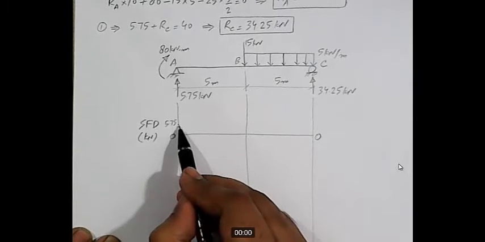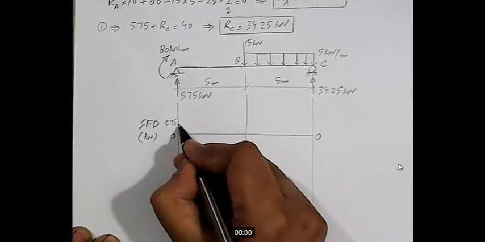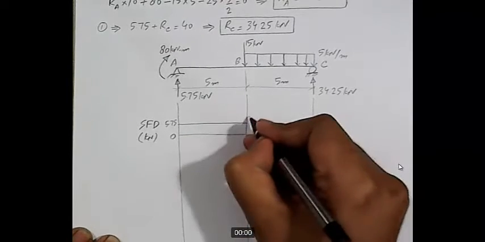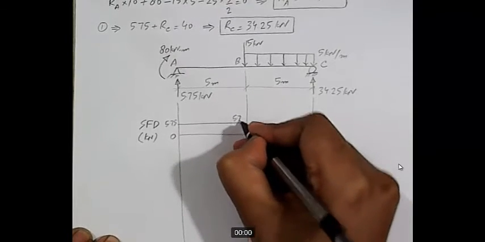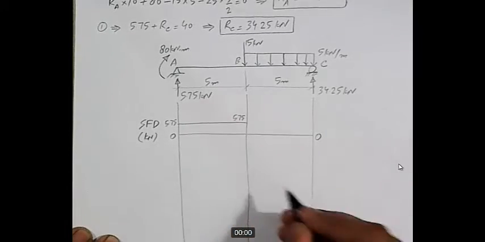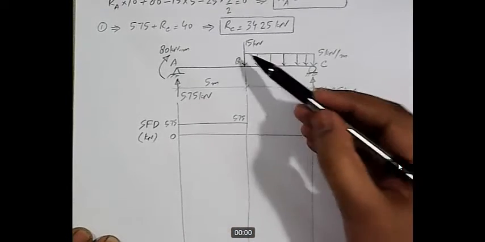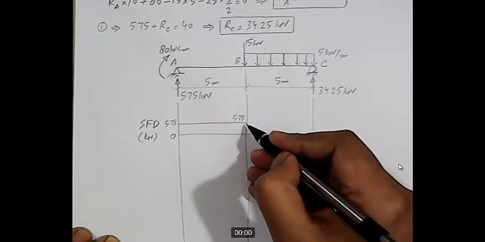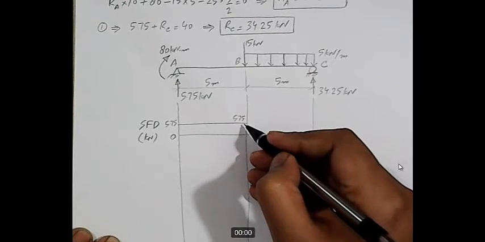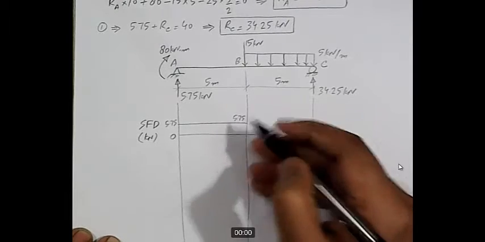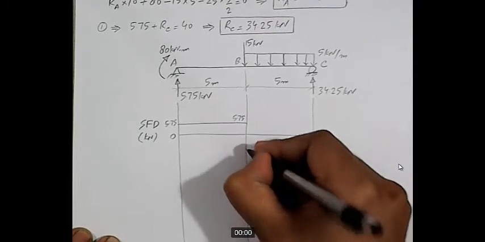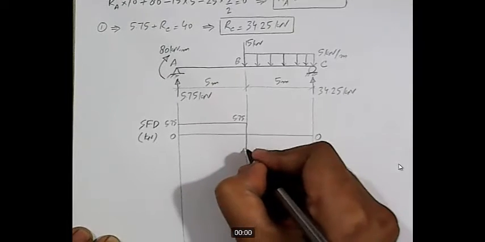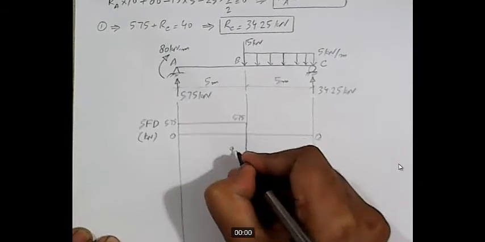And then is there any force from point A to point B? No, there is no force. So the shear force will remain constant in this region, 5.75. Okay, and then at point B there is a point load acting in downward direction with a magnitude of 15 kilonewton. We are at positive 5.75. So from this, if we subtract 15, what do we get? We get minus 9.25. So this brings shear force diagram to minus 9.25.